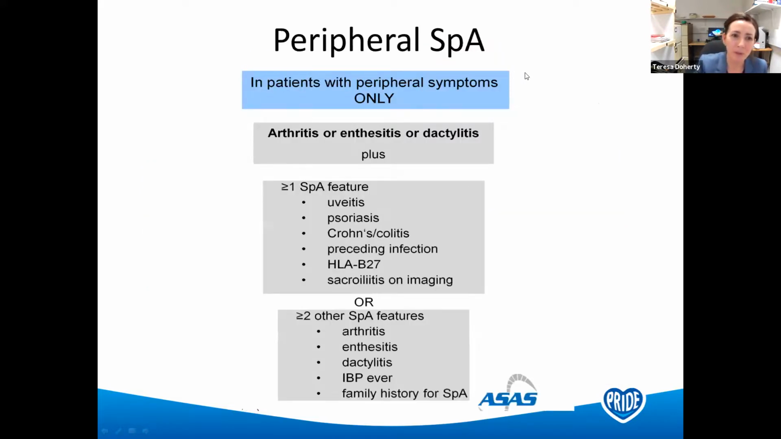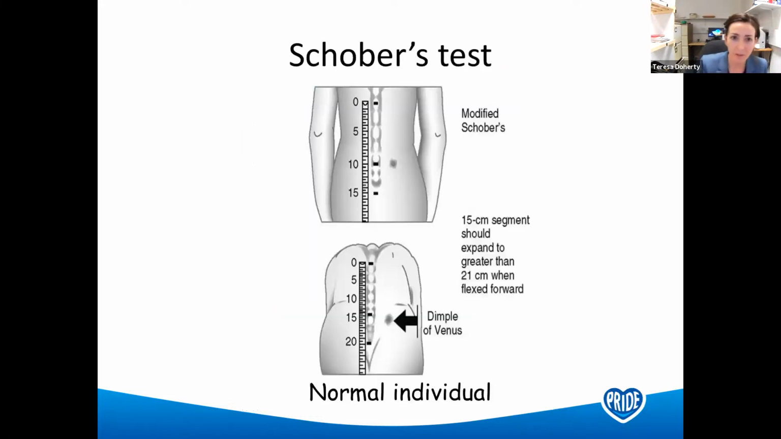For the peripheral spondyloarthritis, arthritis or enthesitis or dactylitis plus any of the associations, just one of those will do, or the less specific ones: arthritis, enthesitis, dactylitis, ever in their life having inflammatory back pain, or family history of a spondyloarthritis.